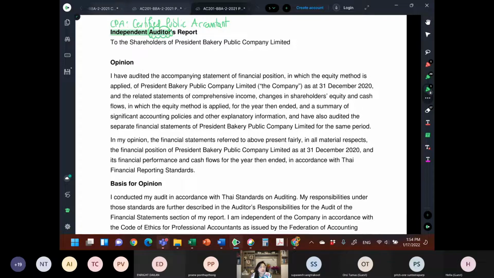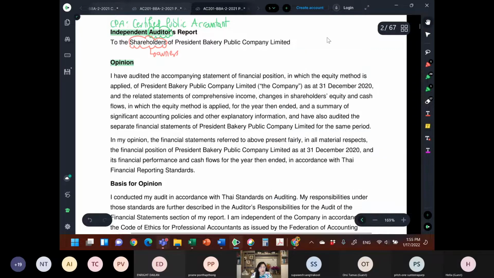Over here, this is a report from the auditor to the shareholders of the company, right? I'm sorry, not from the shareholders, this is a report from the auditor to the shareholders. So you may wonder who the shareholders are? They are actually the owners of the company, all right? Now let's take a look at the opinion of the auditor. So let's read this together.